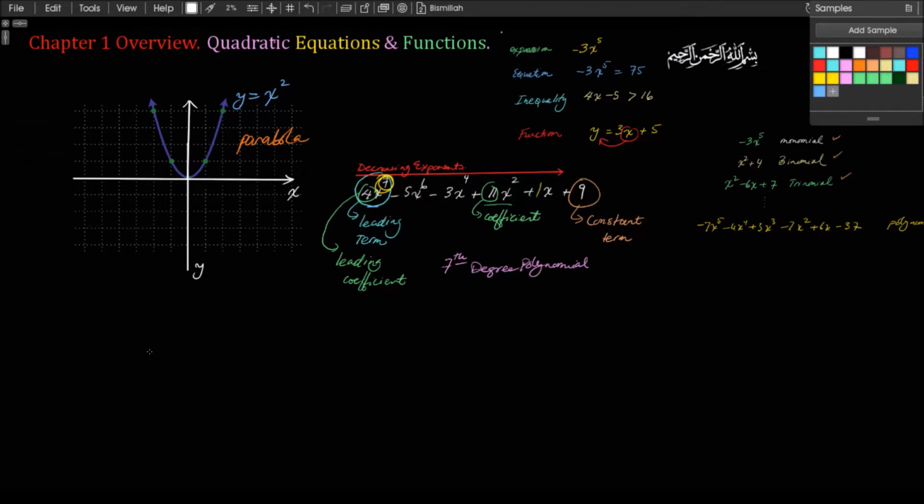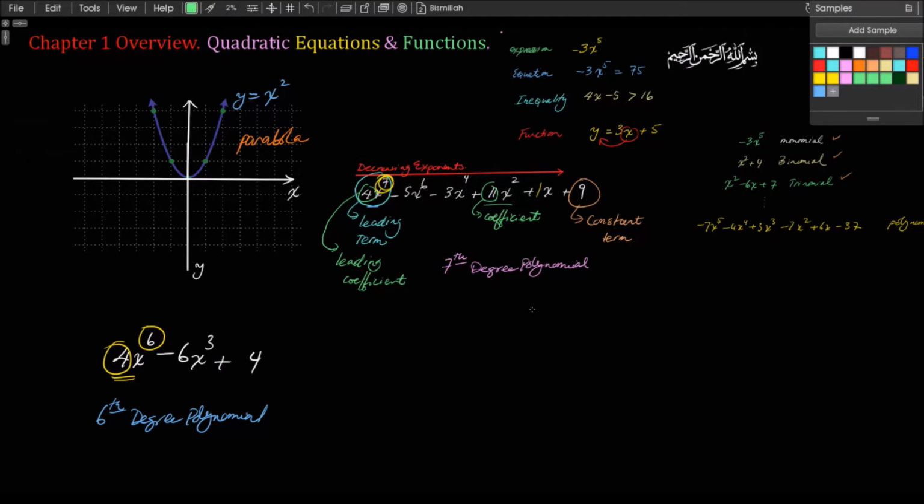Okay, so let me give you some more examples. How about this one? 4x to the 6th minus 6x cubed plus 4. Now this is a 6th degree polynomial. Now you can say this is a 6th degree trinomial. That's okay too. Now it's 6th degree because the highest exponent is 6. Now what's the leading coefficient? Well, the leading coefficient is the coefficient of the leading term. The leading coefficient would be 4.